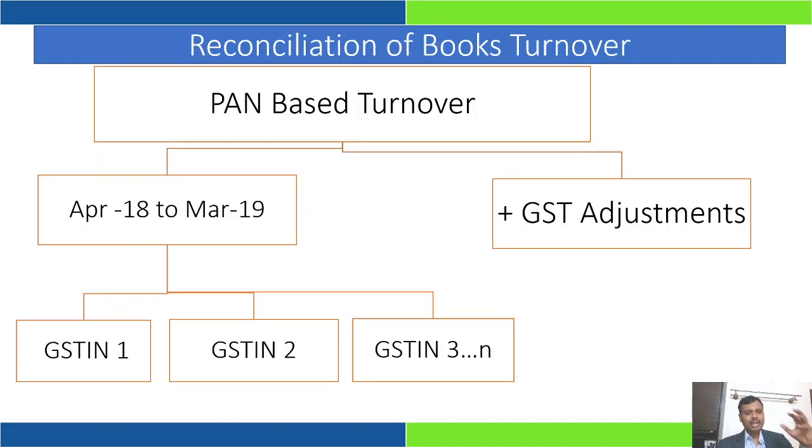First, from the PAN-based turnover, because the audited financials have PAN-based turnover, you segregate each GSTN-wise what the turnover is. And then do the GST adjustments, as I am explaining to you on the screen in the PPT. I will also walk you through live how this can be done in GSTZen. Once you prepare a GSTN-wise turnover from your audited financials, then you have to do the GST adjustments. What are the GST adjustments?